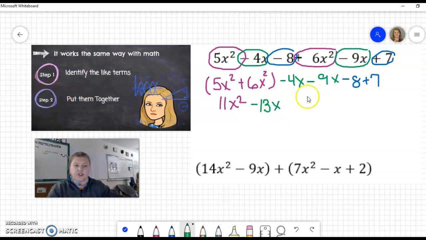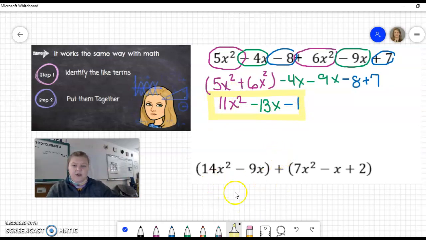Okay, and if you guys aren't sure, you can put it in the calculator, just don't put the x. So just put negative 4 minus 9. And then my last one is my constant, so negative 8 plus 7 is negative 1. Okay, so there you go. That right there is my answer. It's not going to get simplified anymore, and that's all I have to do.